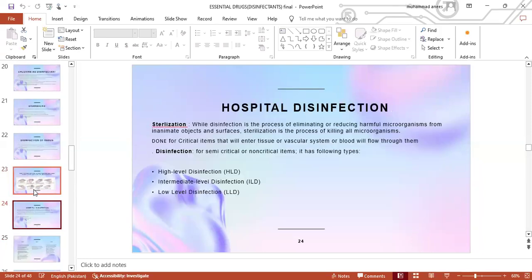Moving on to hospital disinfection. Here we come upon two terminologies: one is sterilization and one is disinfection. Disinfection is the process of eliminating or reducing harmful microorganisms from inanimate or hard objects and surfaces, while sterilization is the process of killing all microorganisms. It is done for critical items that will enter the tissue or vascular system or through which blood will flow. Disinfection is done for semi-critical or non-critical items, and it has the following types: high-level disinfection, HLD, intermediate-level disinfection, ILD, and low-level disinfection, LLD.